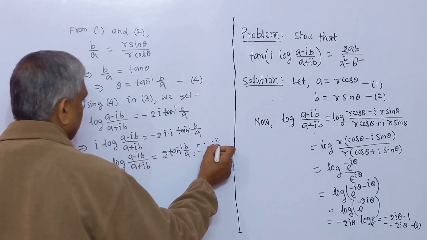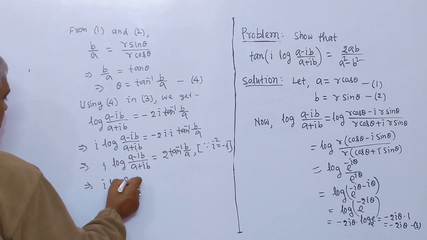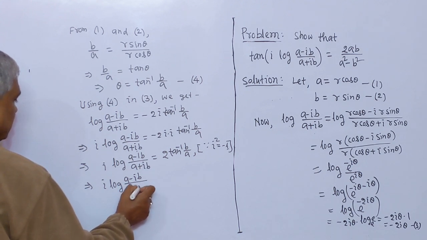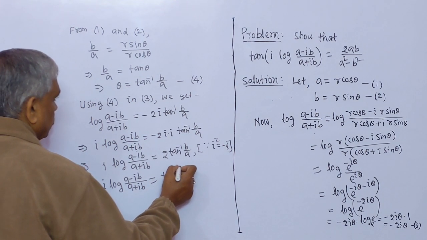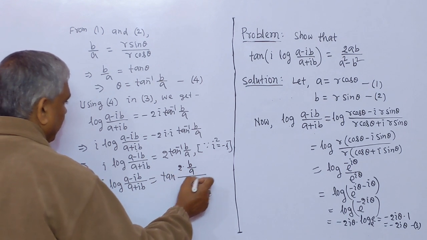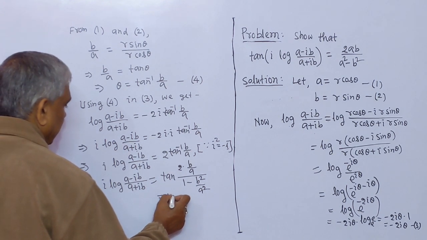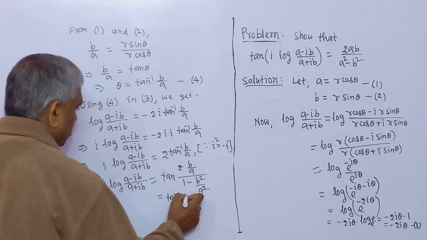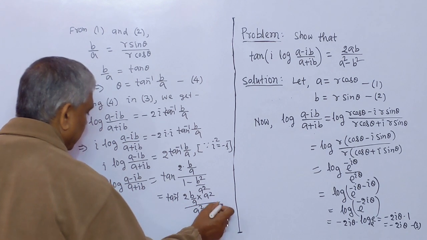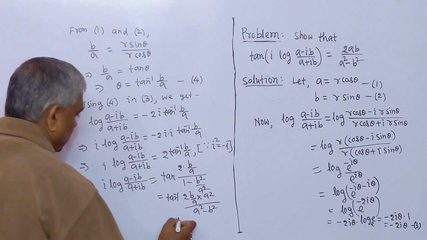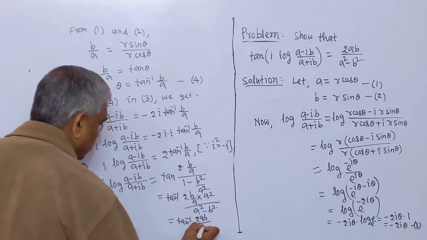Since i² equals −1, this implies that i log((a − ib)/(a + ib)) equals 2 tan⁻¹(b/a), which is tan⁻¹ of (2b/a)/(1 − b²/a²), and this is equal to tan⁻¹ of (2b/a) multiplied by a²/(a² − b²), and this is equal to tan⁻¹ of, a cancel, 2ab/(a² − b²).